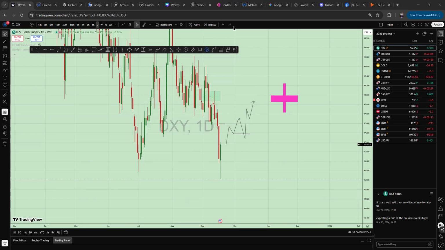Now, when you say to confirm a CHoCH, it needs to take place in the higher time frame. Not necessary. You don't need a break of structure on the higher time frame to confirm a break of structure on the lower time frame. On the higher time frame, you just need a candle confirmation. All right.